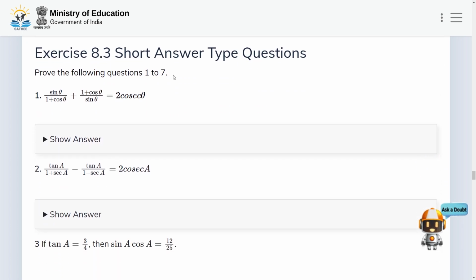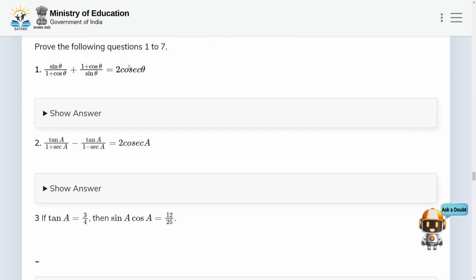In the next section, we will discuss short answer type questions. In the first question, we have to prove the following, questions 1 to 7. Let us prove the first question. Here we have, in the left hand side, sin theta by 1 plus cos theta plus 1 plus cos theta by sin theta, this is equal to 2 cosec theta. This is given to us, so we need to prove left hand side is equal to right hand side.